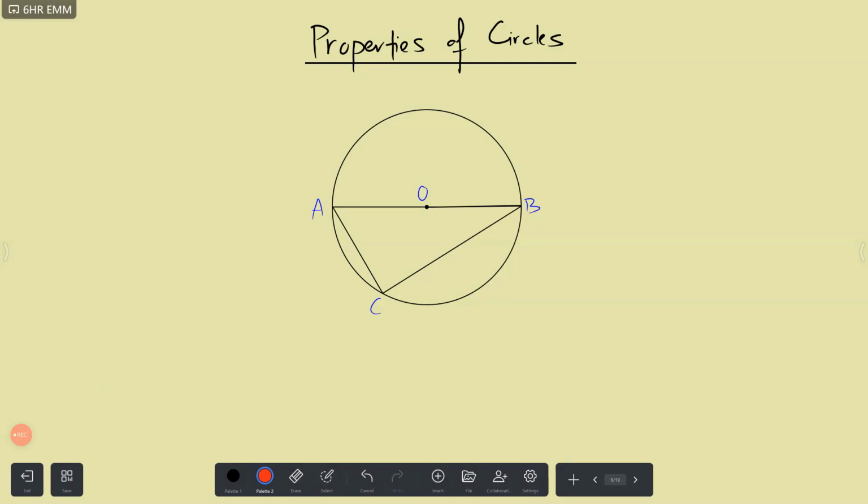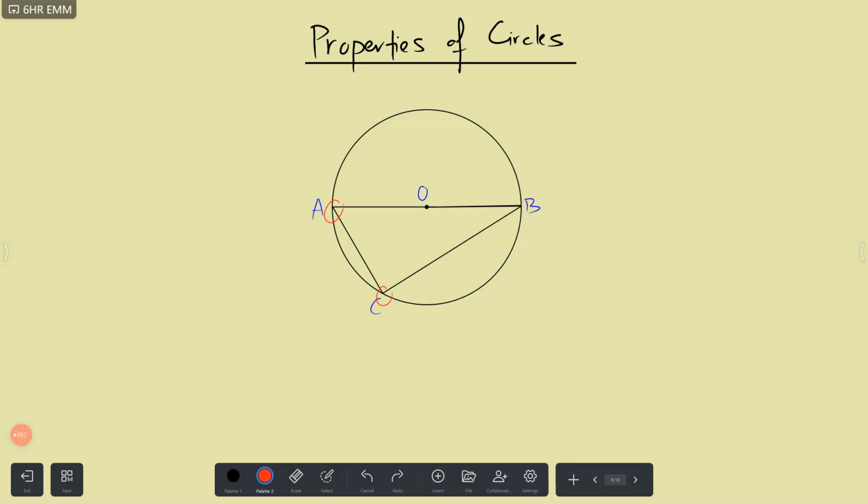What you have in front of you is a triangle inside a circle. The feature that we need to pay attention to is there is a diameter AOB. And the third vertex of this triangle is point C. If you look carefully, they all lie on the circumference of the circle.